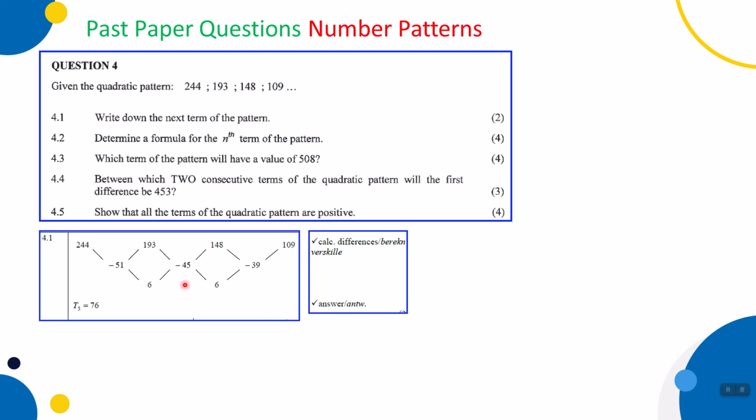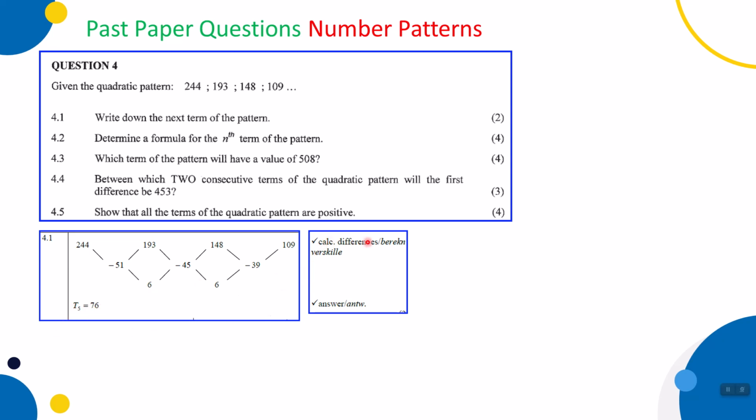This is the second difference now. If we are at the negative 45, what must we do to get to the negative 39 plus 6? So if you want the next one here, you will need to add 6 to that one as well. So negative 39 plus the 6 will be then a negative 33. And so 109 minus the 33 will give us our T5, which is 76 then.